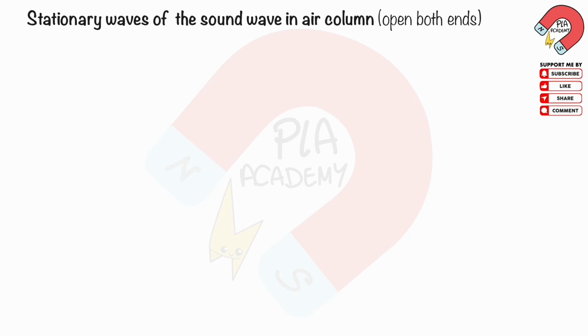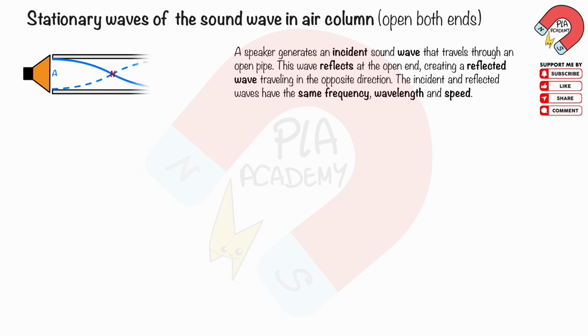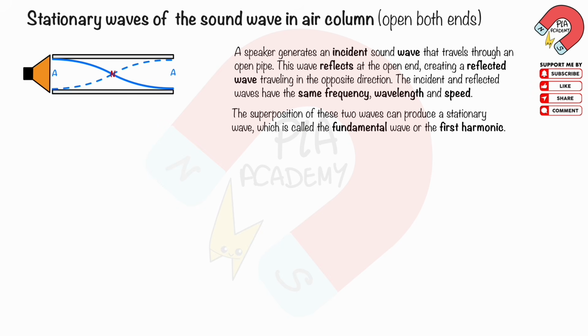The stationary wave of a sound wave in an air column open at both ends. A speaker generates an incident sound wave that travels through an open pipe. This wave reflects at the open end, creating a reflected wave traveling in the opposite direction. The incident and reflected waves have the same frequency, wavelength and speed. The superposition of these two waves can produce a standing wave.